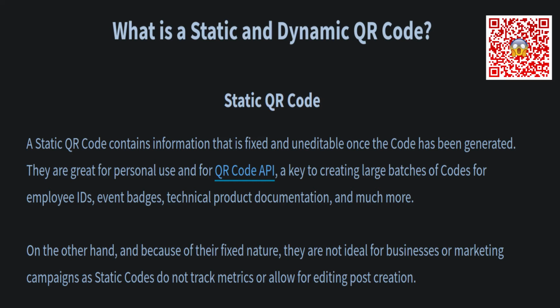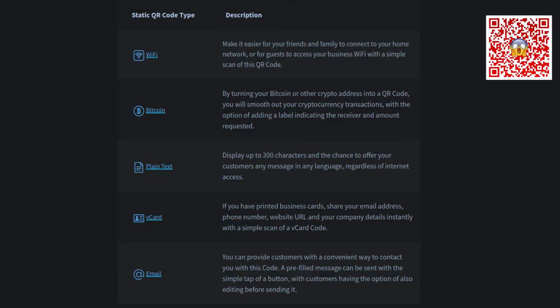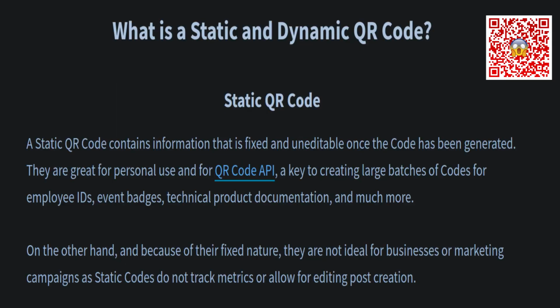What is a static and dynamic QR code? Static QR code. A static QR code contains information that is fixed and uneditable once the code has been generated. They are great for personal use and for QR code API, a key to creating large batches of code for employee IDs, event badges, technical product documentation, and much more. On the other hand, because of their fixed nature, they are not ideal for businesses or marketing campaigns, as static codes do not track metrics or allow for editing post-creation.